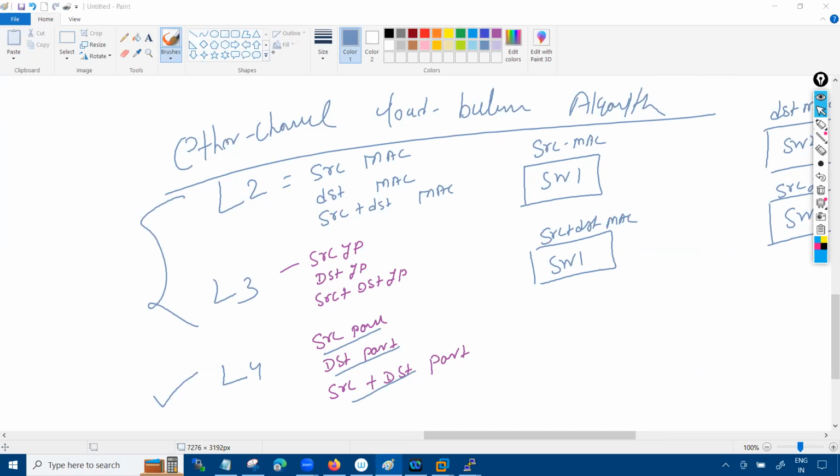Basically, in simple terms, the main function of EtherChannel is for when there are multiple links between two switches. Only one link will be active, and all the other links will go into blocking. So to avoid the blocking ports, we can use EtherChannel. That's the main point.